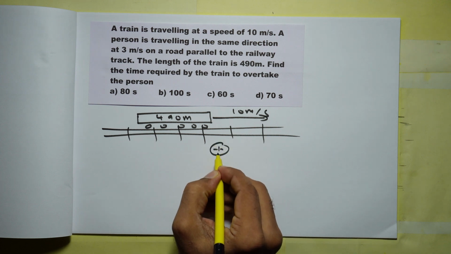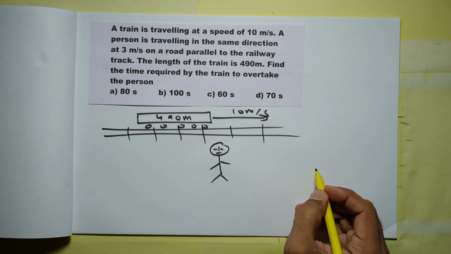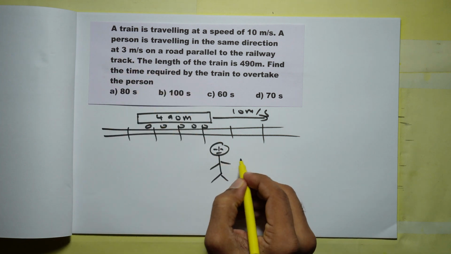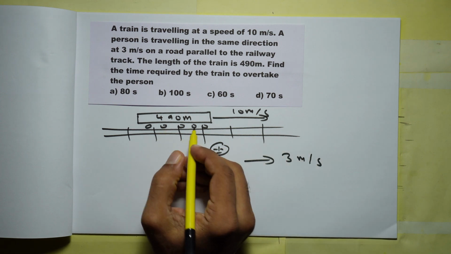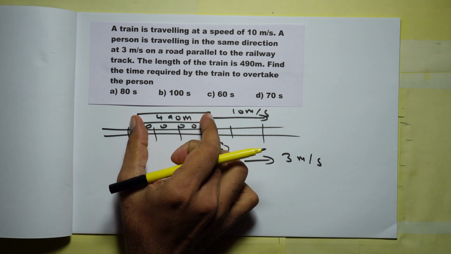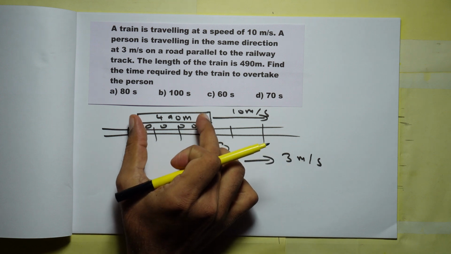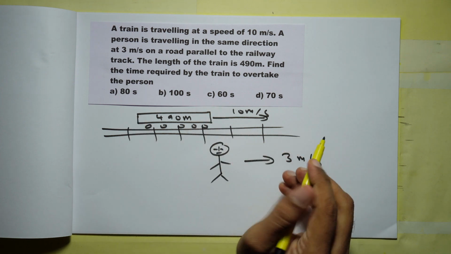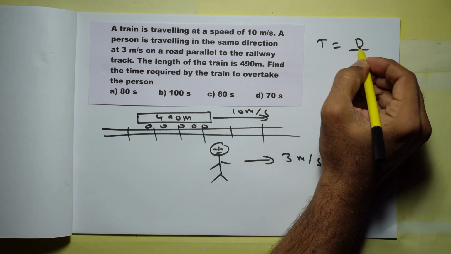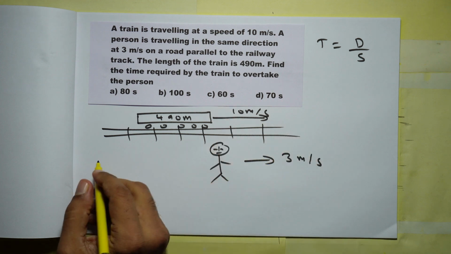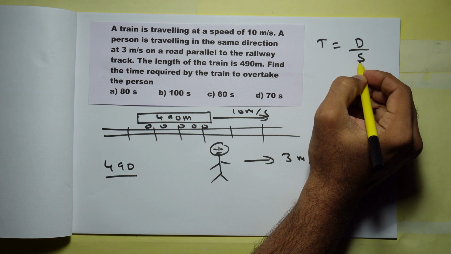Now there's a person here. He is moving on a road parallel to the railway track, and his speed is 3 meters per second, and they are both moving in the same direction. Now the question is, what is the time taken for the train to overtake this person? Now to overtake this person, the train's own body length has to be ahead. Now time required is distance by speed gives you time. So distance to be moved is its own body length.